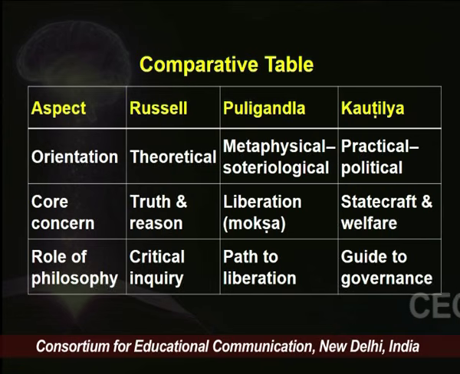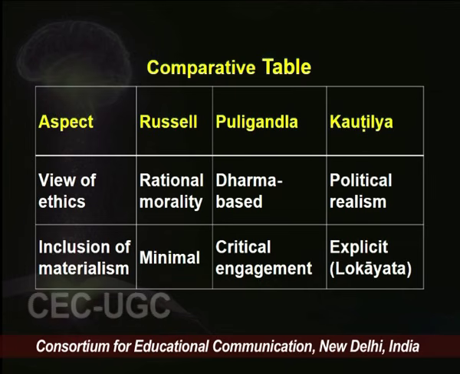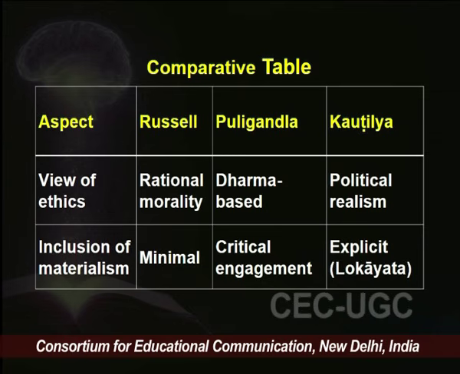Role of philosophy for Russell is critical inquiry. Puligandla is path to liberation. Kautilya is guide to governance. Further, the view of ethics for Russell, it is rational morality. Puligandla, it is dharma based. Kautilya, it is political realism.